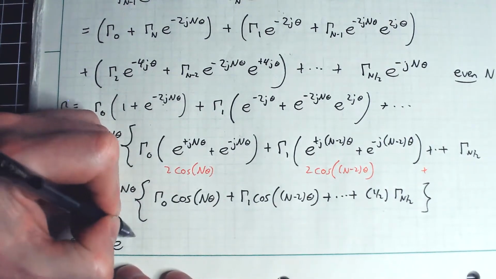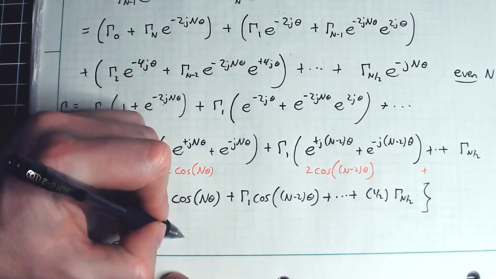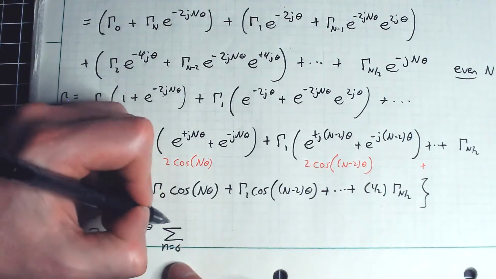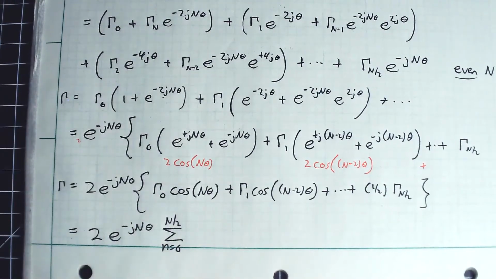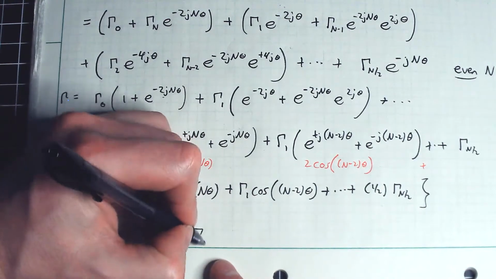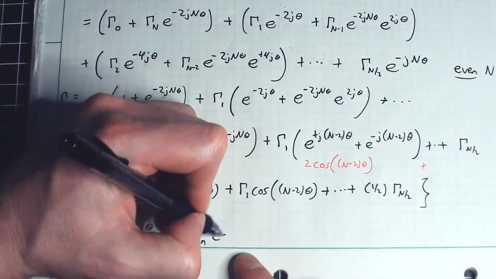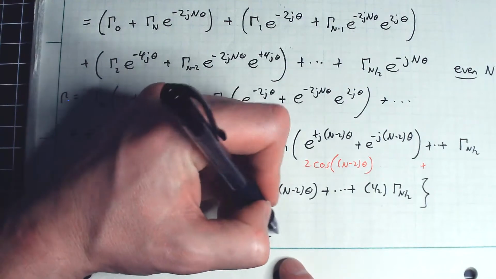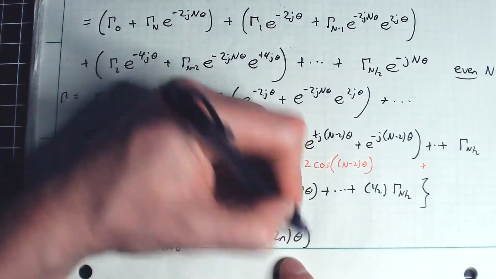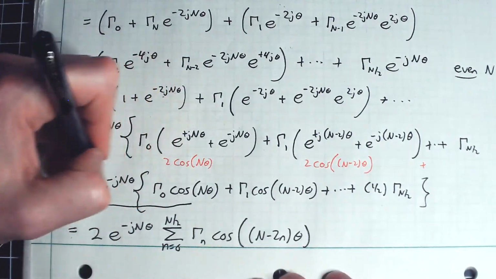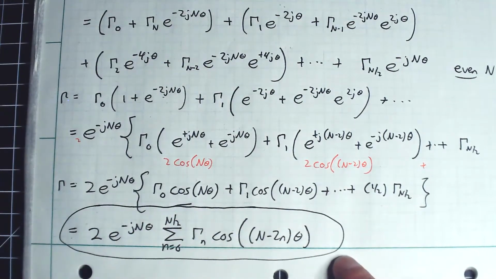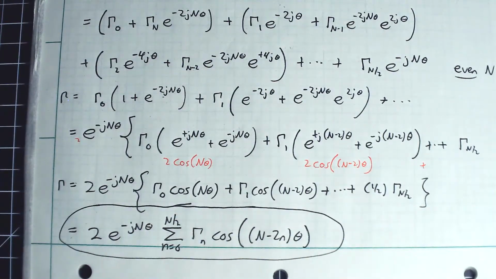2 e to the minus j n theta times the summation from n equals 0 to n over 2, and I get gamma sub n cosine of the quantity (n minus 2n) theta. Okay, so that is our magic expression, our magical result. So this is for the even case. If I do odd n, you get a slightly different result, but that's okay.